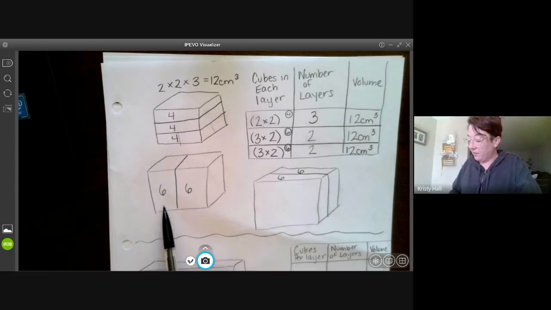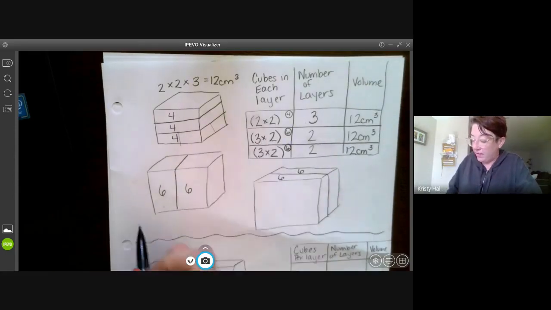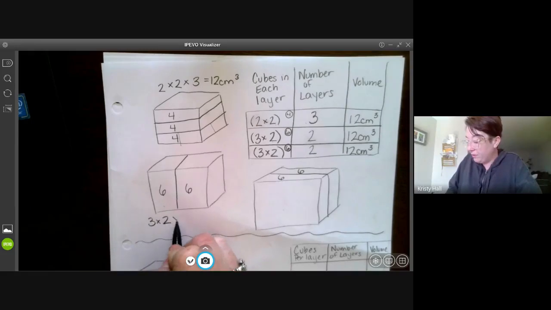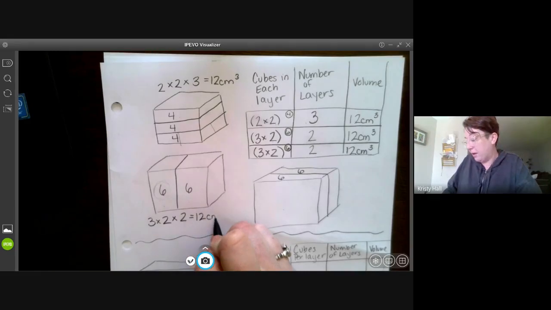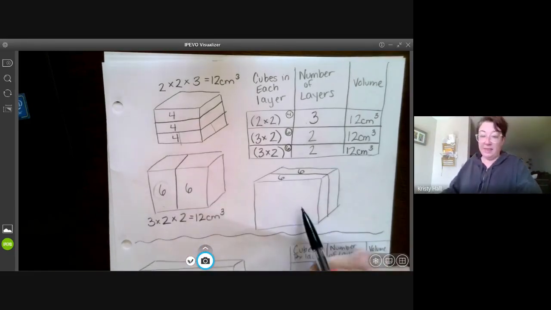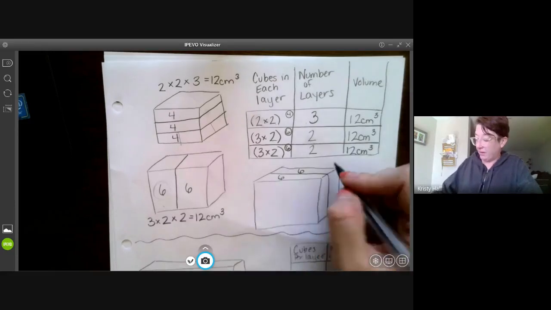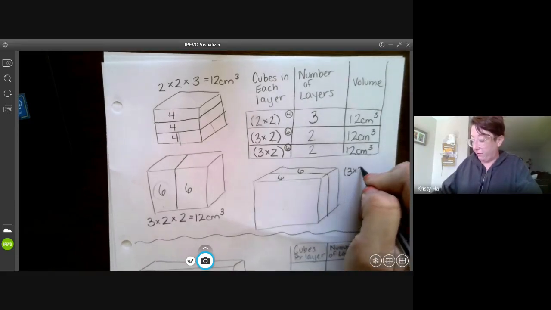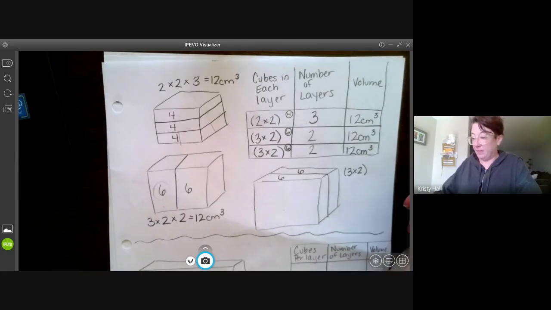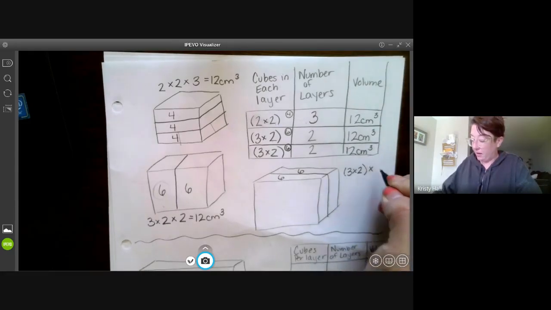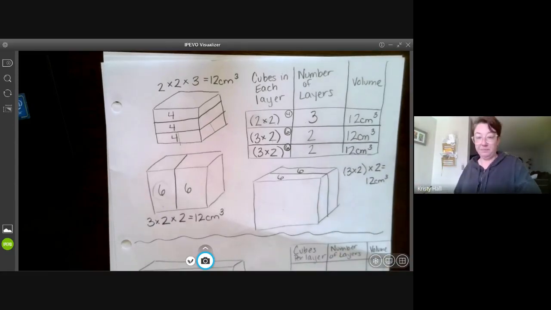In the next one, I had 3 times 2 in each layer, so 3 times 2 times 2 layers. So 3 times 2 is 6, which I have here, times 2 layers. 6 times 2 is 12 cubic centimeters. And this diagram would look exactly the same. In each layer, I had a row of 3, 2 times. And then I had 2 layers. So that also equals 12 cubic centimeters. Does anyone have any questions on that so far?